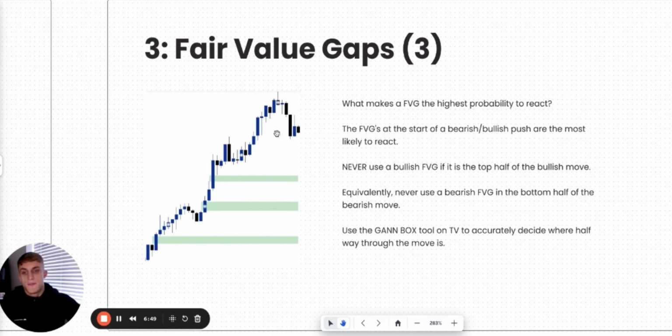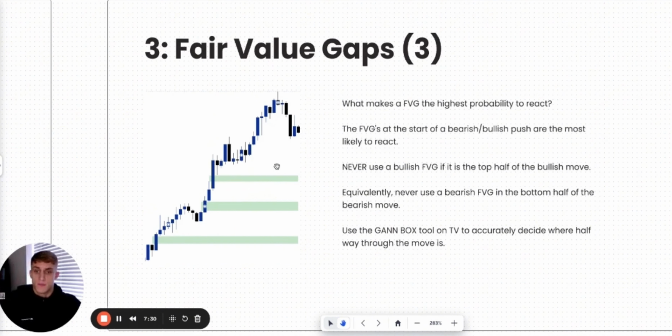So continuing on this, we only want to place trades and entries on fair value gaps that are high probability. So which ones are likely to react to the price? In this example, we've got a big bullish push. We've got fair value gaps on the way up. The first formed fair value gaps are always the highest probability to react. And we never want to place trades in the top half of this move. So let's say this is the full move. You've got the bottom here, you've got the top here. We don't want to place trades in the top half. So we wouldn't enter off this one, for example.